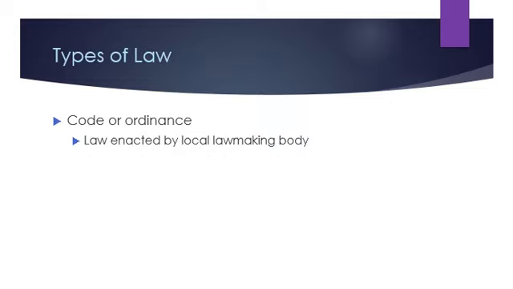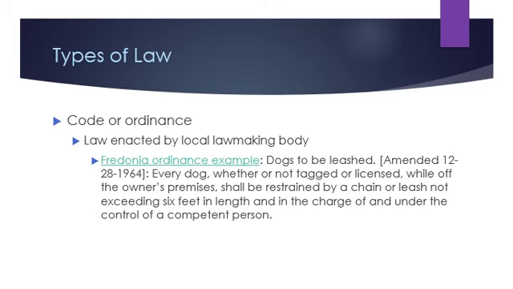Similarly, although at a lower level of government, codes or ordinances are written laws that are enacted by local entities. So you may be familiar that Fredonia has its own set of ordinances. One example of an ordinance that Fredonia has relates to requiring that dogs be leashed at all times. You don't need to memorize this particular ordinance. It is just serving as an example.